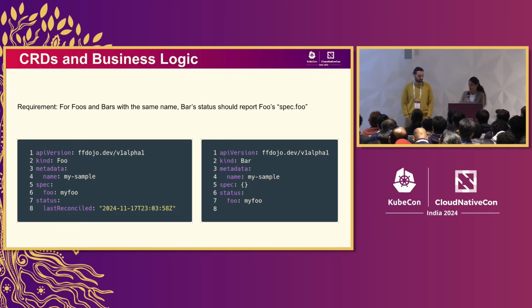Bar will have a status field named foo. So if a foo and bar with the same name exist, we want bar to store the value of foo's spec.foo in its status. Now, our use case is quite simple. We don't have any real interdependency or relationship between our custom resources. That being said, can we try to implement this, Francesco?